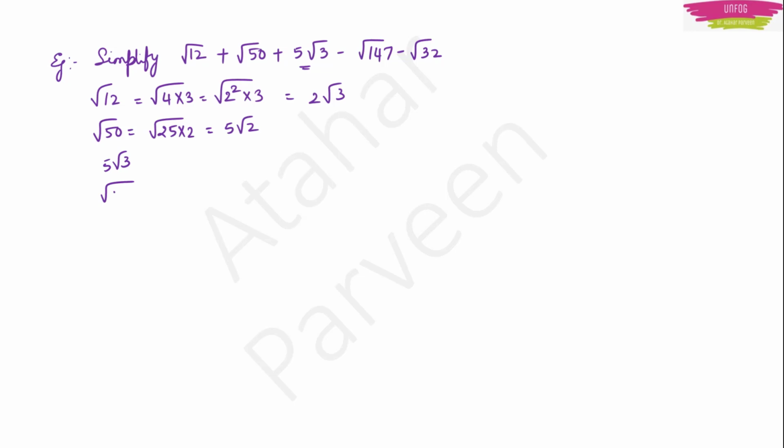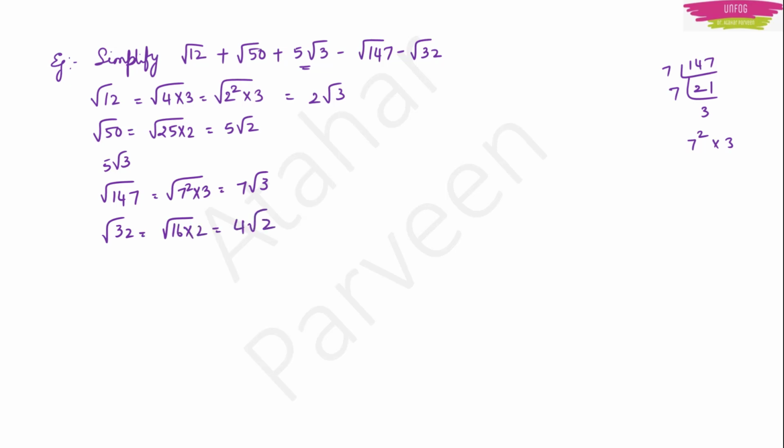Next number, square root of 147. If I don't understand, I will do LCM. 7 twos are, 7 ones are, 7 threes are. So 7 square into 3. So this will be square root of 7 square into 3, or 7 root 3. Next is square root of 32. It is 16 twos, correct? So it is very easy for me. 16 twos means 4 square. I'll take 4 outside. This is how I have treated it. I will rewrite this now. In place of root 12, I had 2 root 3, and root 50 means 5 root 2.